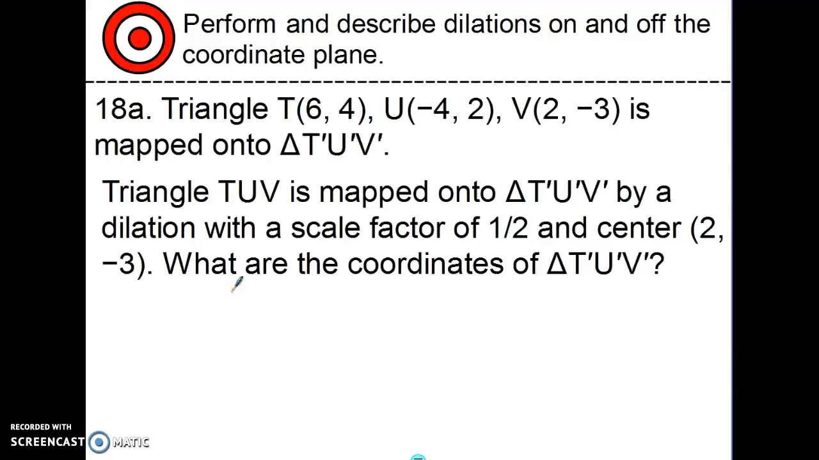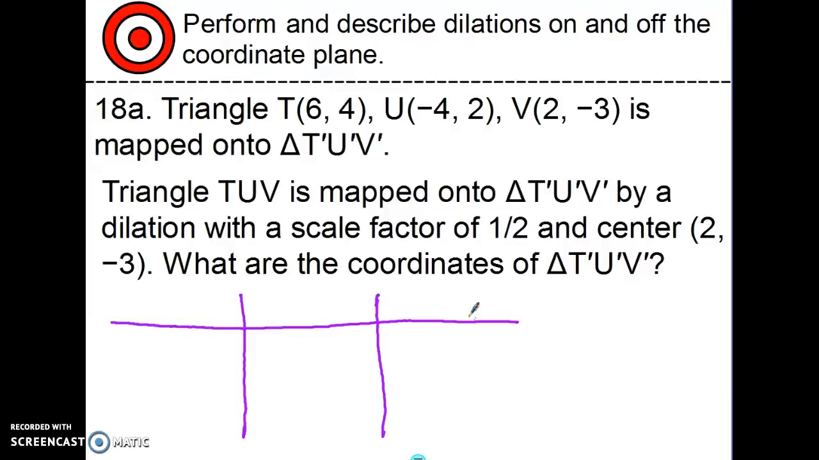This is 18A, if you want to skip ahead in your packet. It's under the check your understanding. We have a triangle with these coordinates, and we want to do a dilation with a scale factor of 1/2 and a center at 2, -3. So let's try this out. Like when we did that composition of transformations yesterday, let's make a nice little chart here, because we're going to be doing several transformations back to back. You need 4 little columns.